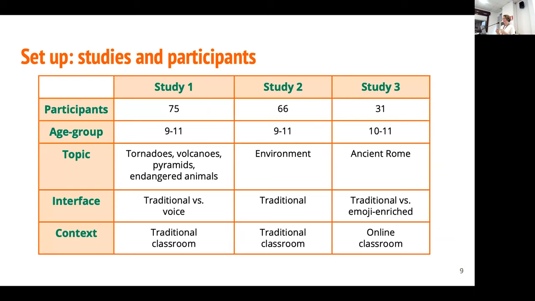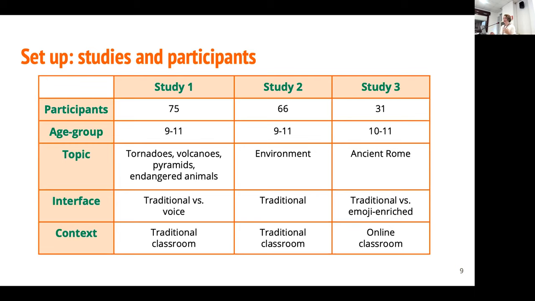The second study had 66 children involved, 9 to 11, again, great age. They focused on environment and what to do in order to improve the health of our planet. The interface was a classic one, so graphical interface, and the setting was traditional classroom. And then the last study, with the smallest group of children, was run online. The topic was ancient Rome, and the interface was a combination of traditional and emoji-enriched search. So graphical, but the plain one versus the emoji-enriched one.